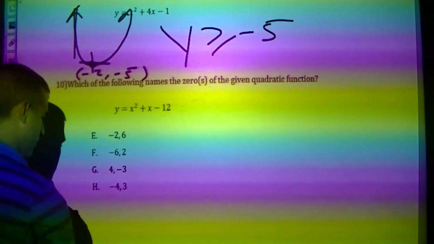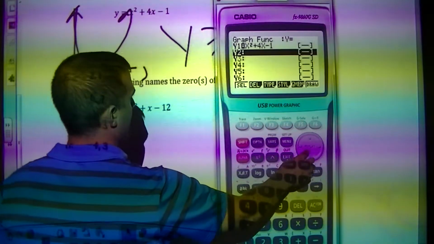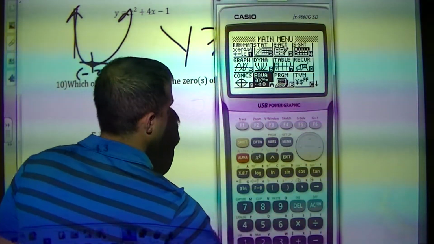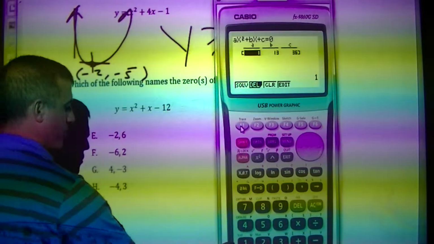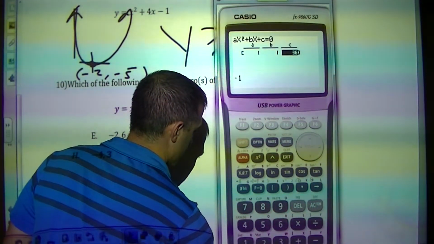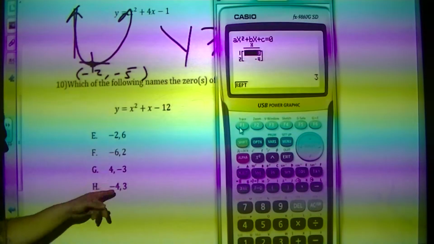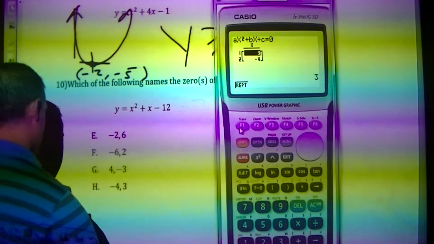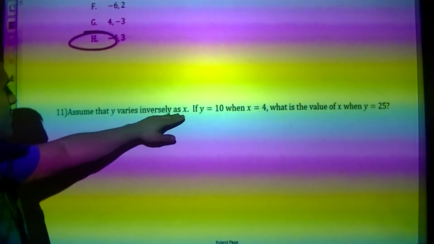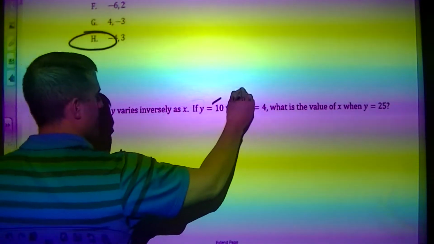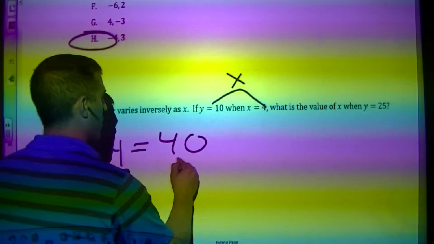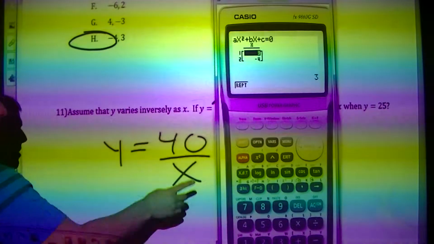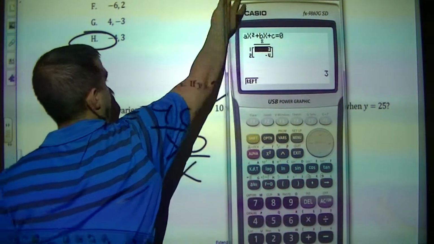Number 10, what are the zeros? I'm going to exit and go to equation. Anytime I'm trying to find solutions or zeros, I go to polynomial, degree 2, 1, -12. If I solve that, I get 3 and -4. Y varies inversely as x, so to come up with my equation, if I multiply those, it's going to be 40 over x.